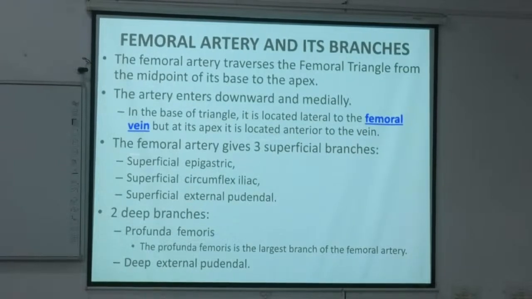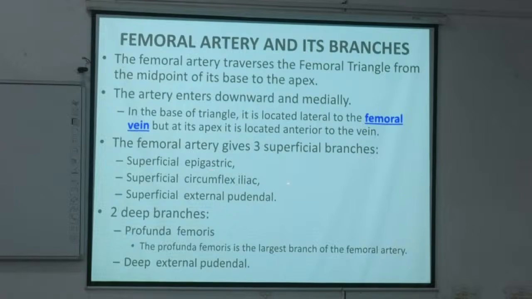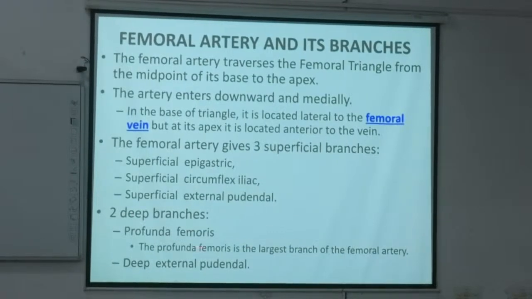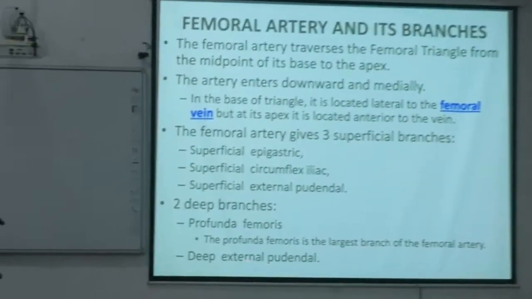Okay. So the femoral artery has three superficial branches and two deep branches. Branches are very important, asked in your OSPE question. You have to identify the femoral artery and write down the branches. As related questions it can be asked. So superficial epigastric, superficial circumflex, superficial external pudendal. These are the three superficial branches, and two deep branches are present. Deep branches are profunda femoris artery and deep external pudendal. Profunda femoris is the largest branch of the femoral artery. Okay, all these are important for your MCQs also.